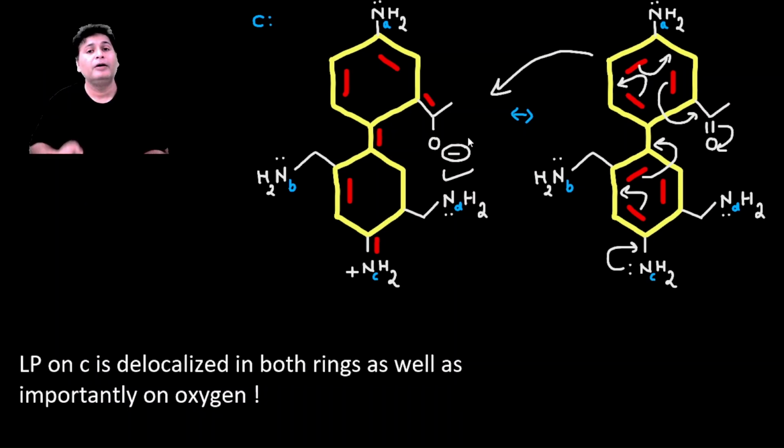And this feature was absent in the case of A. Therefore, in the case of C, the delocalization will be more, and therefore the availability of electrons on nitrogen C is lesser than on nitrogen A. So that should remain your point of view while differentiating between A and C.